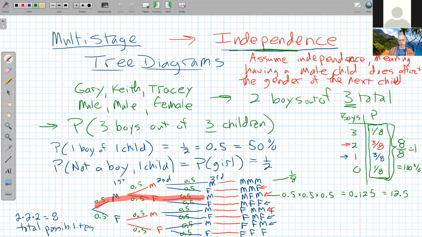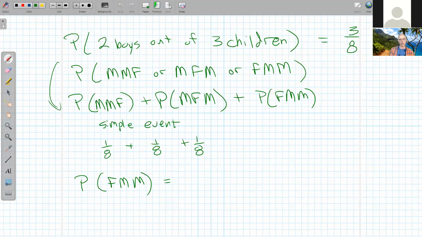This one right here. There's only one way: female happens first and then 2 males, out of all 8 possibilities. So that one is definitely just 1/8. And it is really important not to take things for granted in a situation like this.